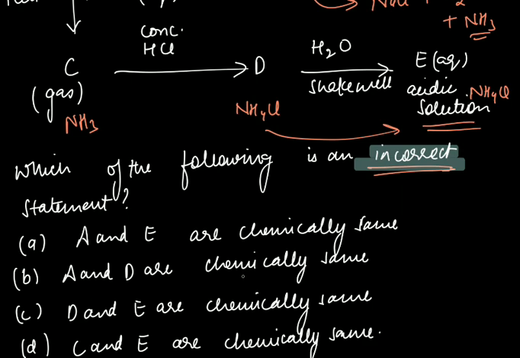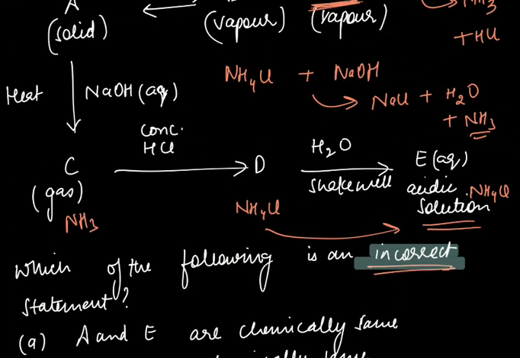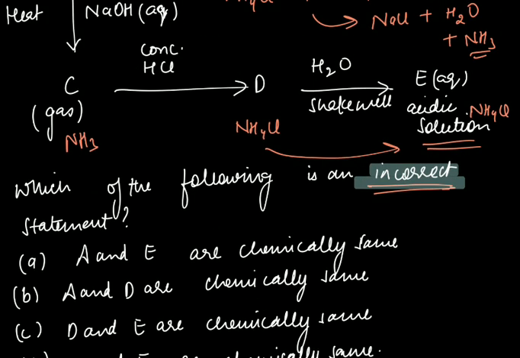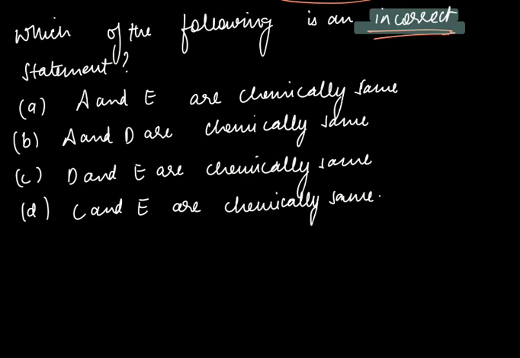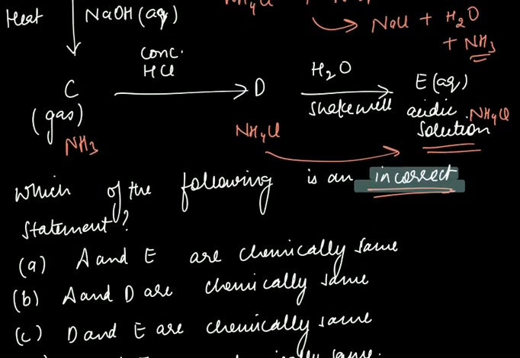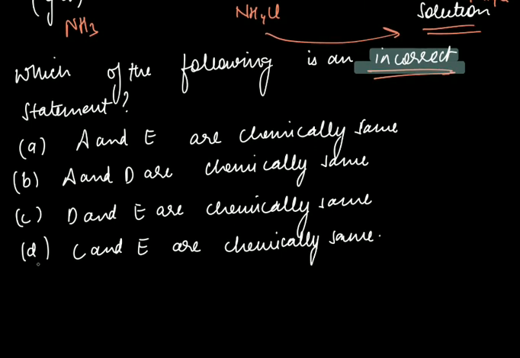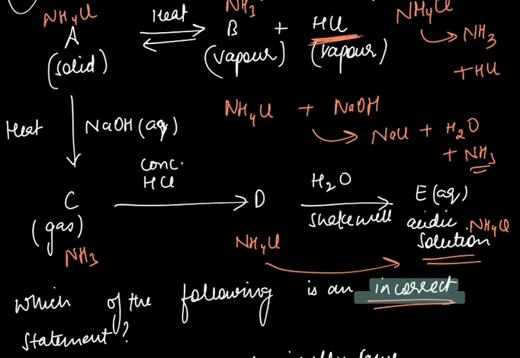A and D are chemically same. A and D also is chemically same. That's correct, but not our answer. D and E is also chemically same. That's correct. Then we talk about C. C is a gas and E is a salt, ammonium chloride. So this is our answer because this is incorrect. Rest of the options were correct, right?